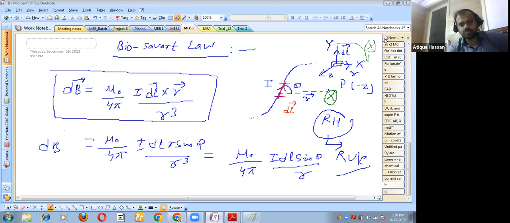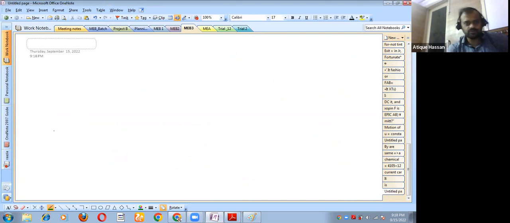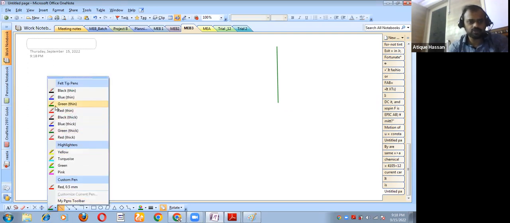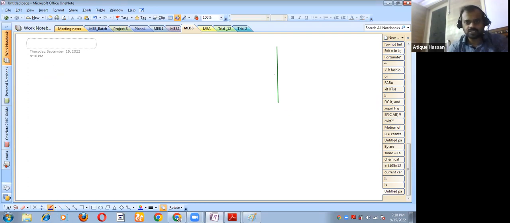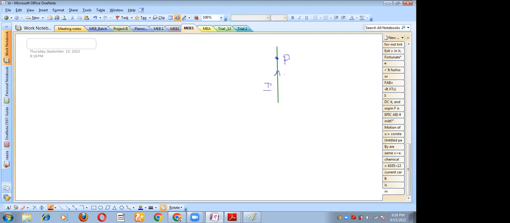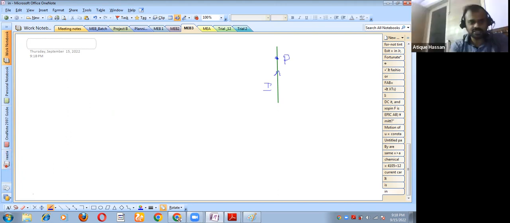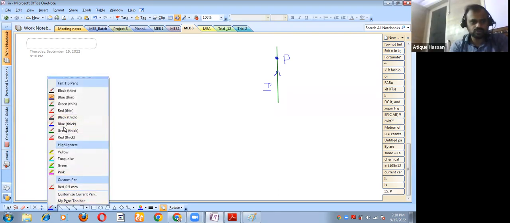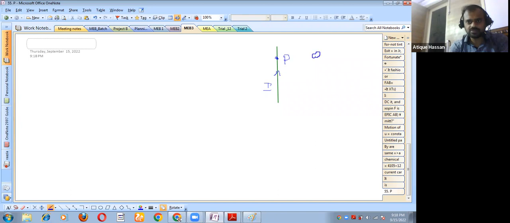Before going further, I will also explain some points. Suppose in some cases we have a point on the wire, like there is a current carrying wire carrying current I, and the point P is lying on the wire, right? So what will be the magnetic field at point P due to this wire? Zero. Correct. Here theta is basically zero. So in this case, theta becomes zero.